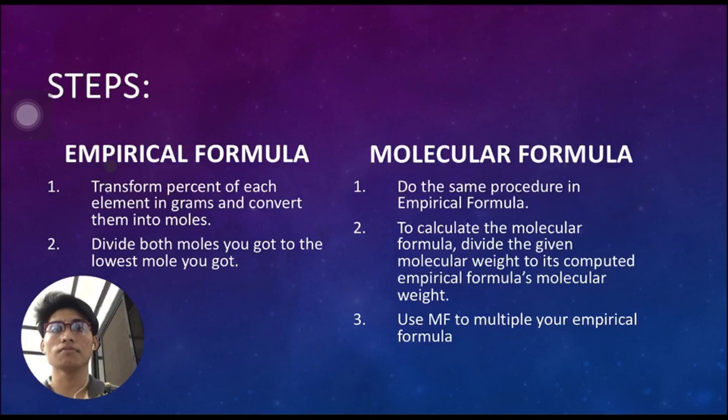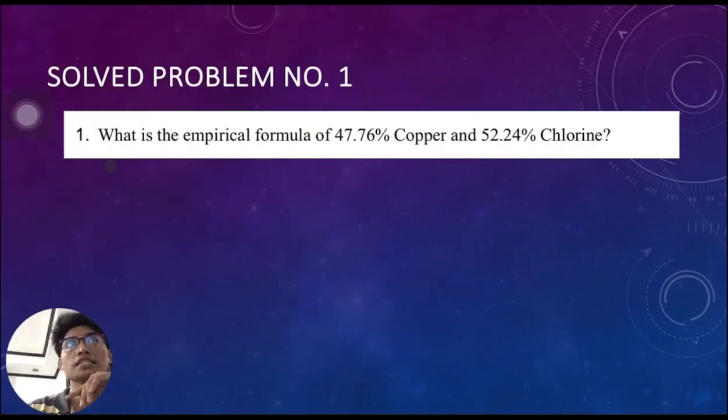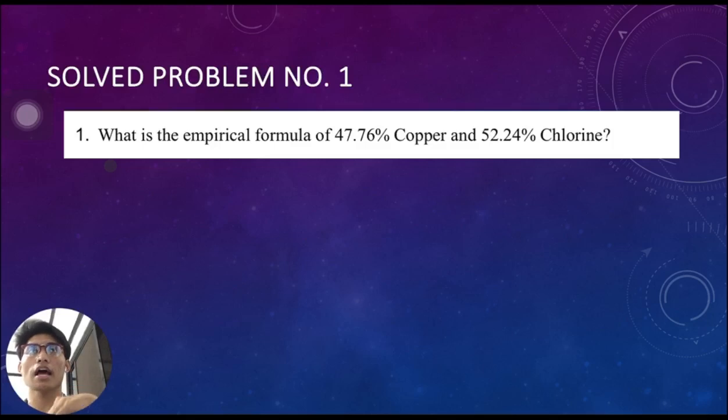So, paano yun? Let's have some problems to solve and to apply the steps to understand what I am talking about on those steps. Okay? Number 1, what will be the empirical formula of 47.76% copper and 52.24% of chlorine? Alam naman natin pag pinag-add yan, it will sum up to 100%.